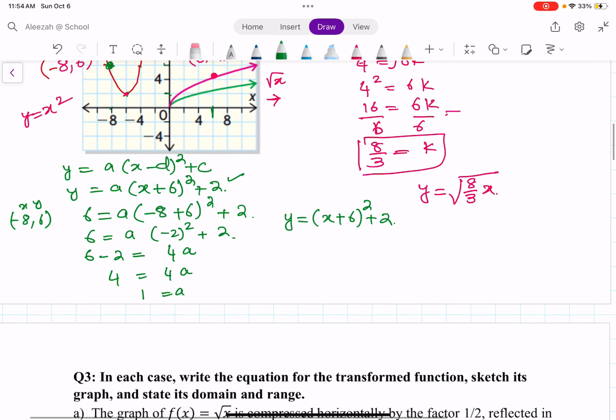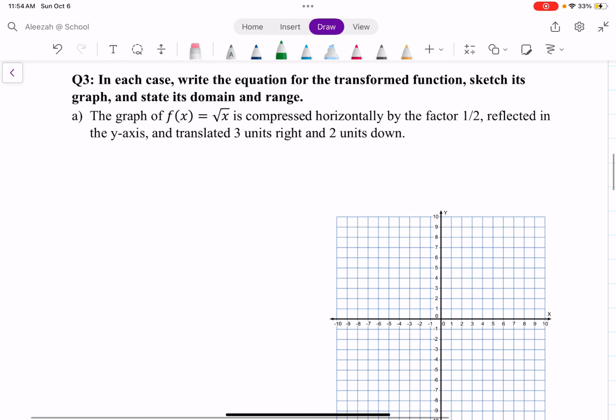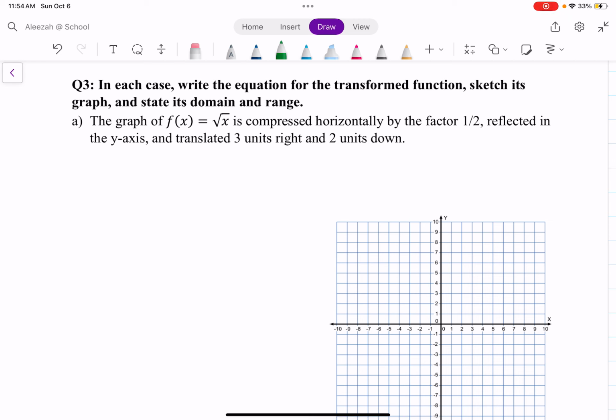Okay, in the next question, we have: in each case write an equation of the transformed function, sketch the graph and state its domain and range. Okay, so we are given the parent function y equals square root of x. It's compressed horizontally by a factor of 1/2, reflected in the y-axis, and translated 3 units right. And okay, so here there's nothing about the vertical compression.